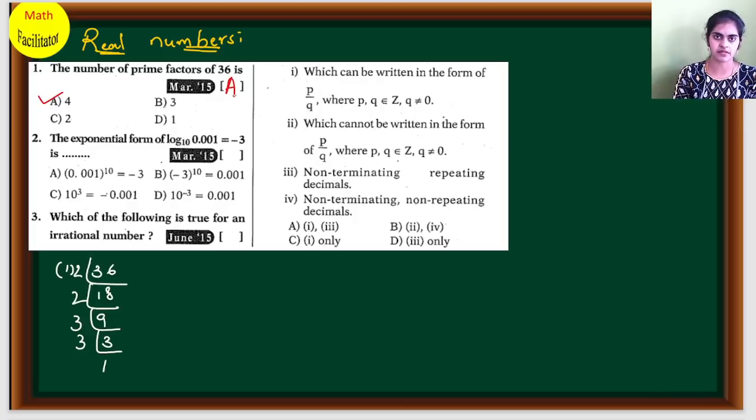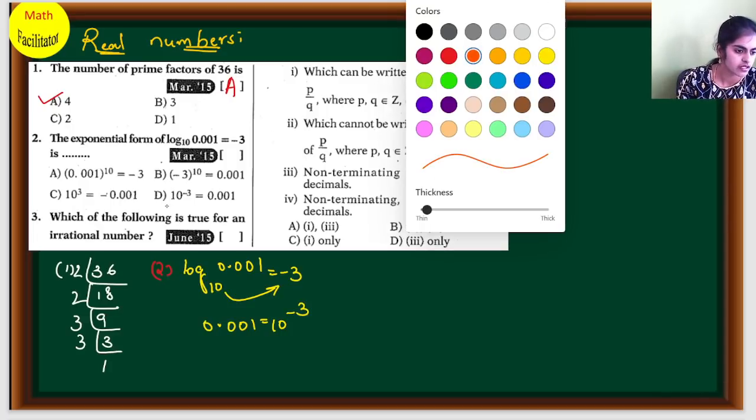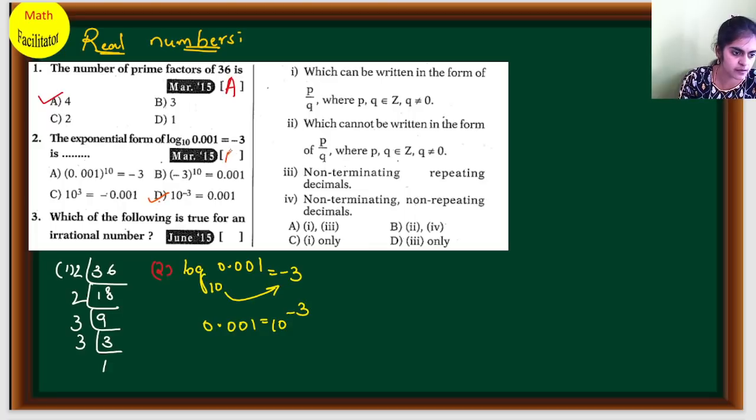All previous year questions I'm discussing. The exponential form of log 0.001 to the base 10 is minus 3. For exponential form, always remember whatever you have in the base will go to the base. So 0.001 will be equal to 10 power minus 3. So check where is the answer: 10 power minus 3 equal to 0.001. You can see this option, option D is correct.